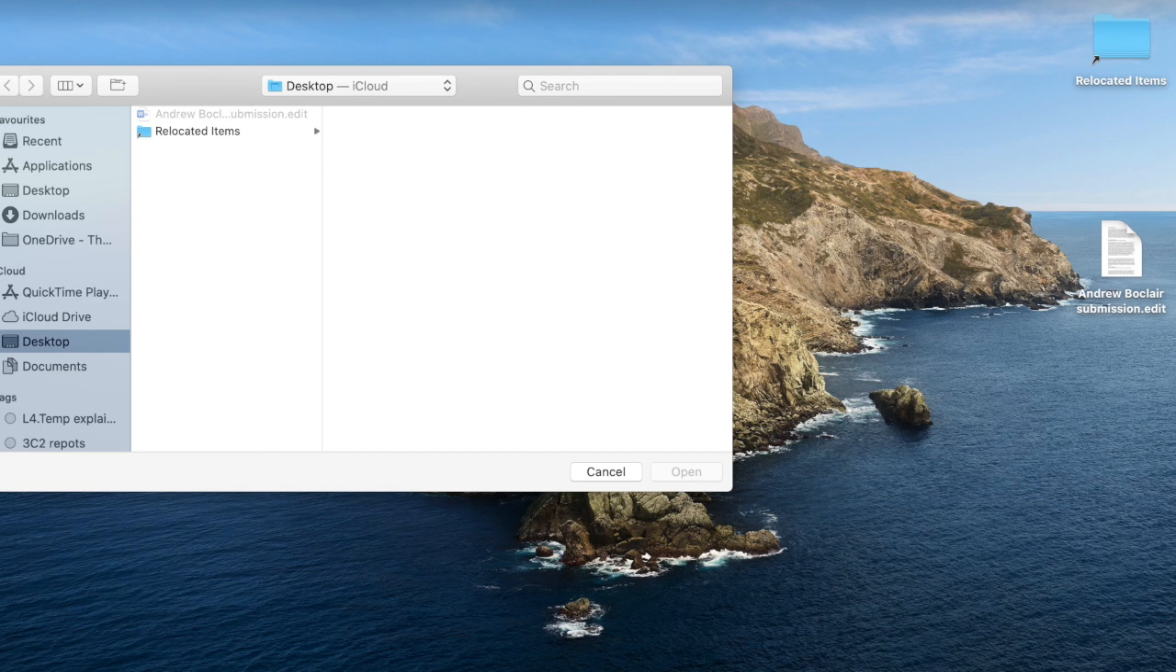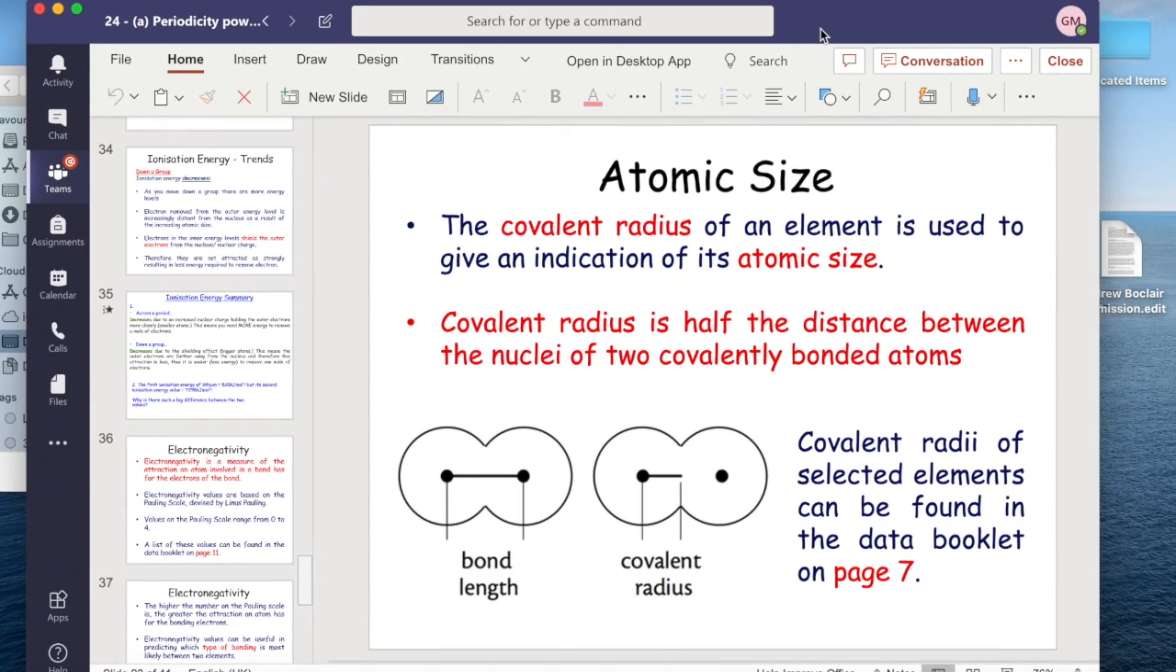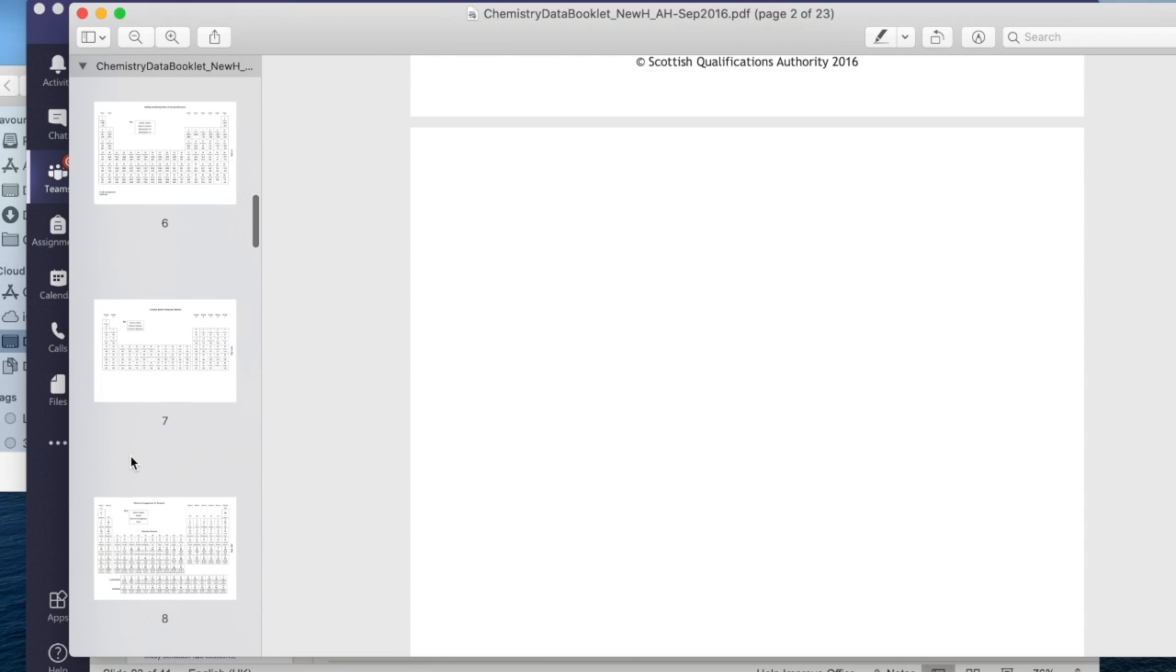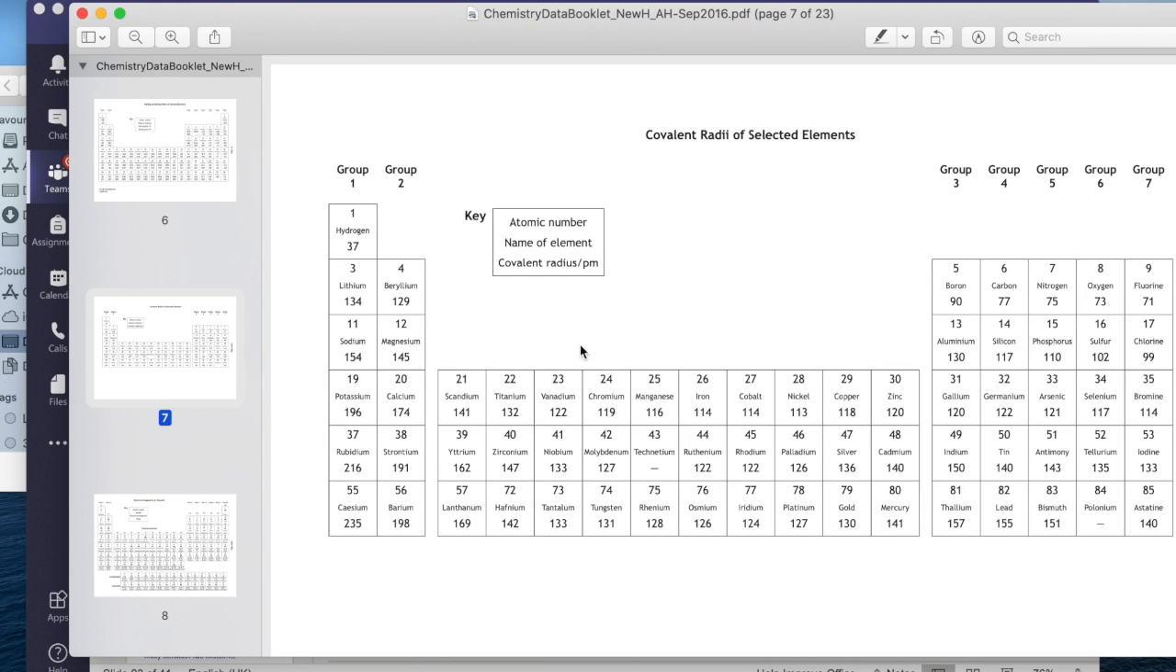In terms of questions, actually, sorry, there's one thing I should point out. Pages in the data book that are going to be important. Covalent radii of the elements can be found on page 7 of the data book. If I go to my data book, look up page 7, you can see the covalent radius of all the elements. That's going to be really important.